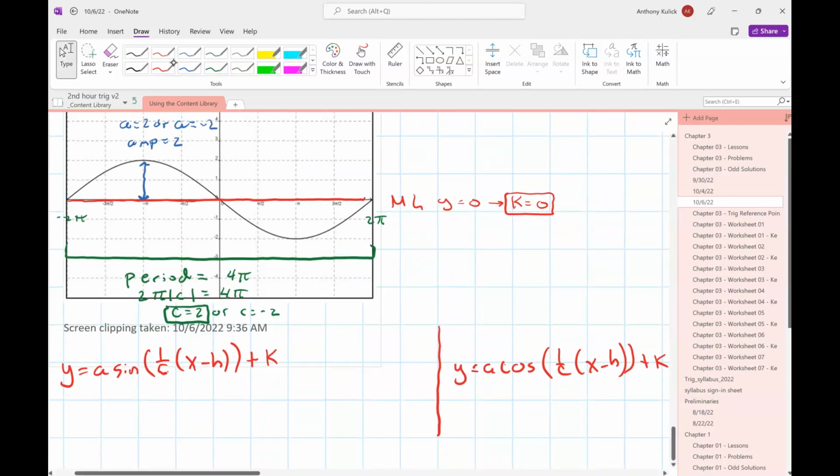So now I have 2 things left. I need the sign for A and H. Let's do this as a sine graph first, and then we'll come back and do it as a cosine graph afterwards. Everybody okay with the plan? So the tool that I'm going to use to figure this out is going to be this transformation map that we use to do the graphing.